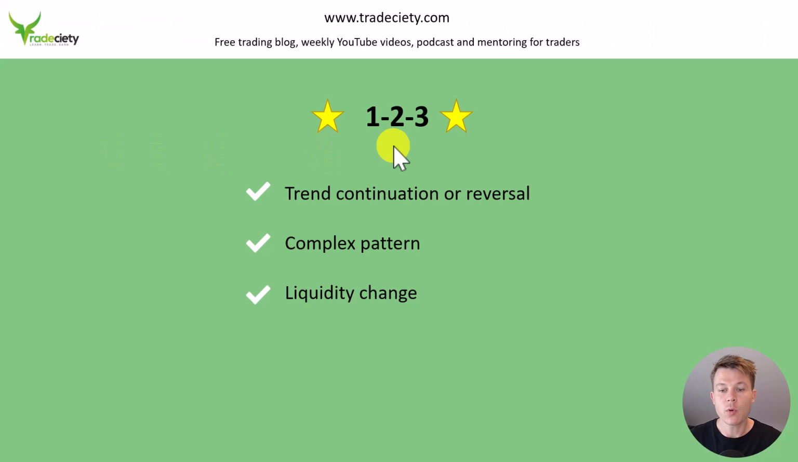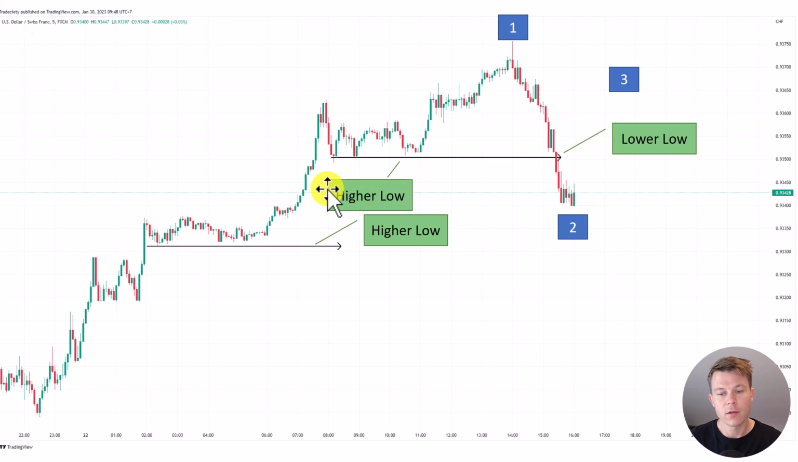Let's conclude with the 1, 2, 3 pattern. This is a little bit more of an advanced pattern, but very, very important. What we see here overall is an uptrending market. In the uptrending market, the market only made higher lows and higher highs, right? So far, until we reach this point, the market never violated the structure. We only made higher highs and higher lows. Now the market is making a lower low.